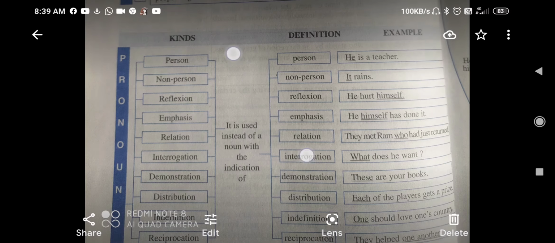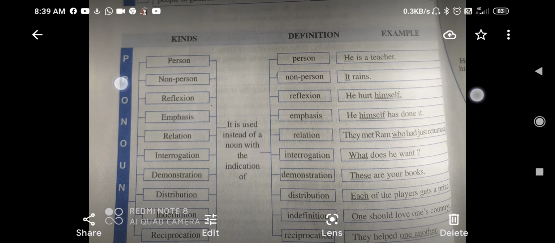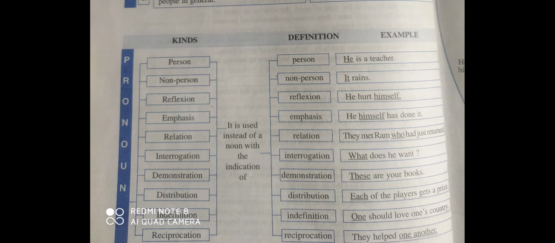Now, there are pronoun kinds. I have already elaborated on them, but still I will say here in brief. Personal is used for persons. Non-personal is used for non-persons, for example, it rains. Reflexive is used for reflection, for example, he hurt himself. Emphatic is used for emphasis. Relative shows the relation. Interrogative shows the questions. Demonstrative demonstrates, such as that, this, those. Distributive shows the distribution, each, every.